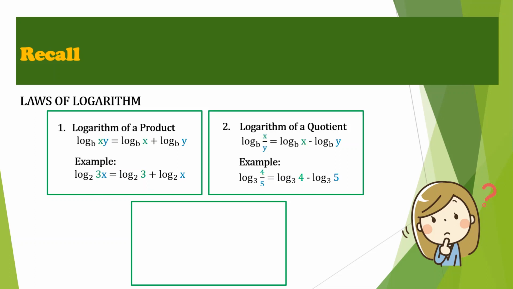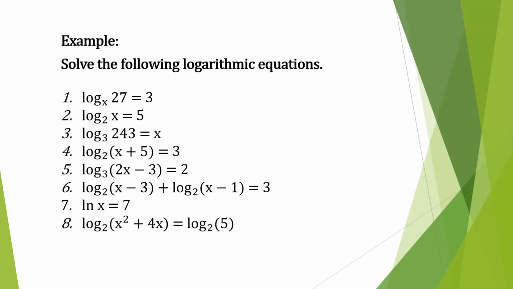Number 3, logarithm of a power. The logarithm of a power x raised to n is equal to the product of the exponent n and the logarithm base b of x. Example, logarithm base 5 of 6 squared is equal to 2 logarithm base 5 of 6. Let us now solve the following logarithmic equations.